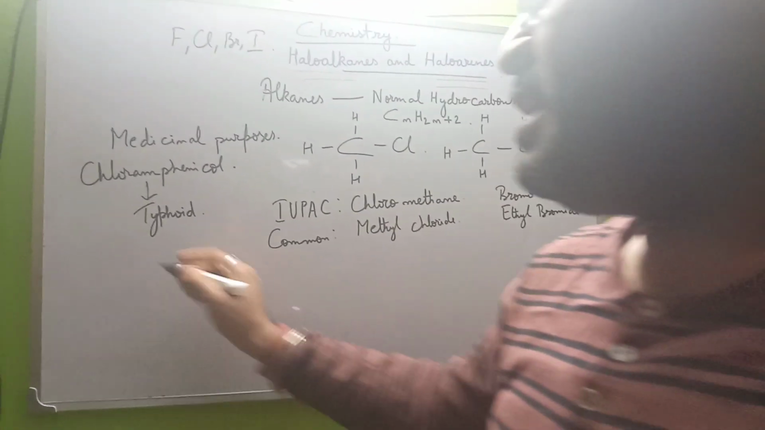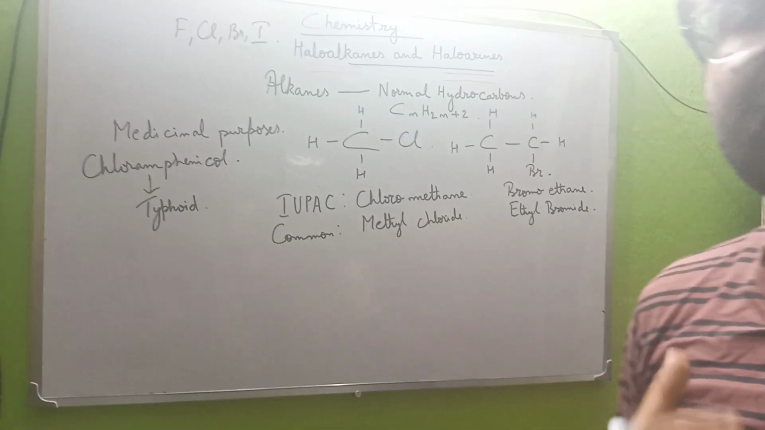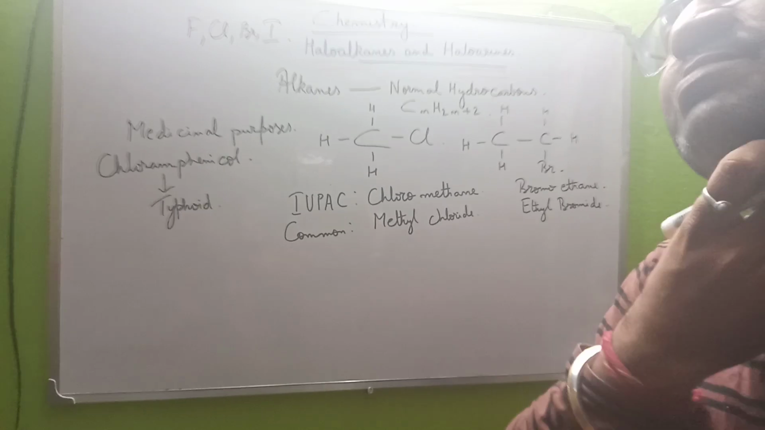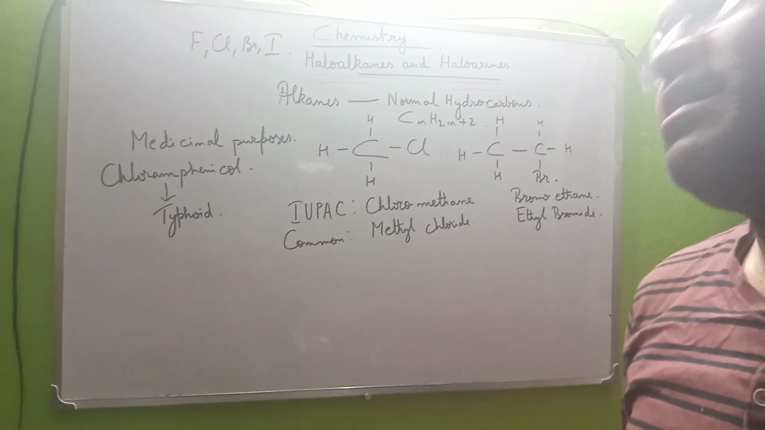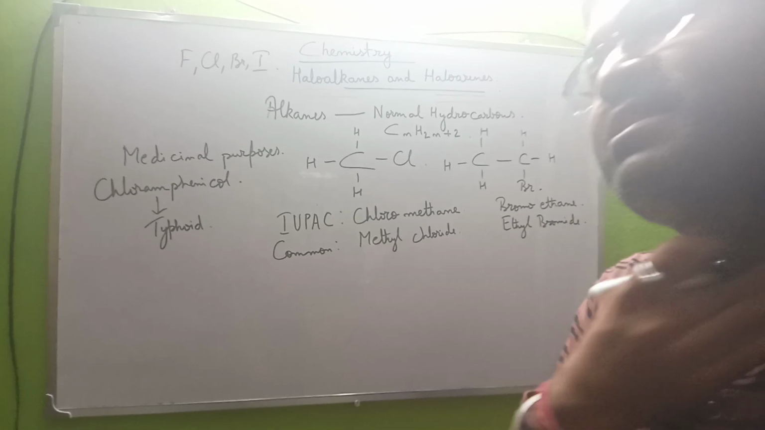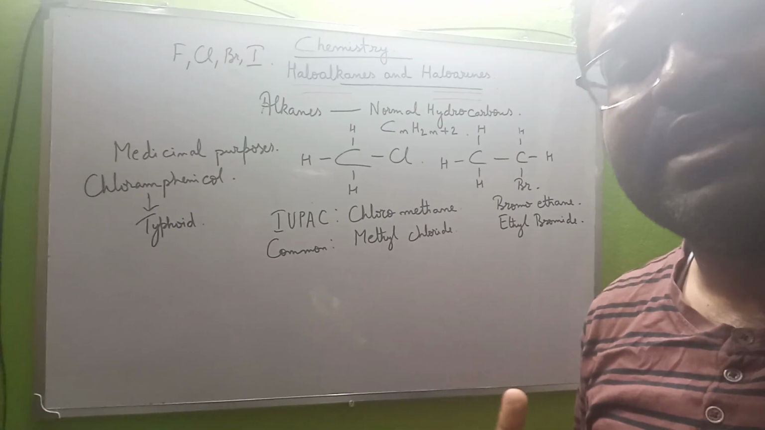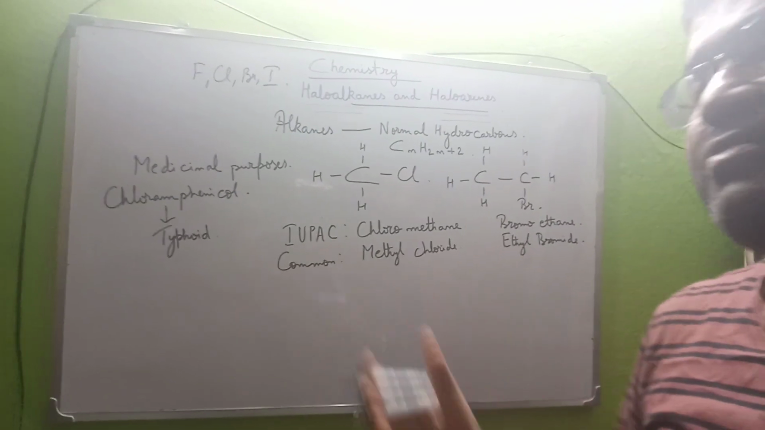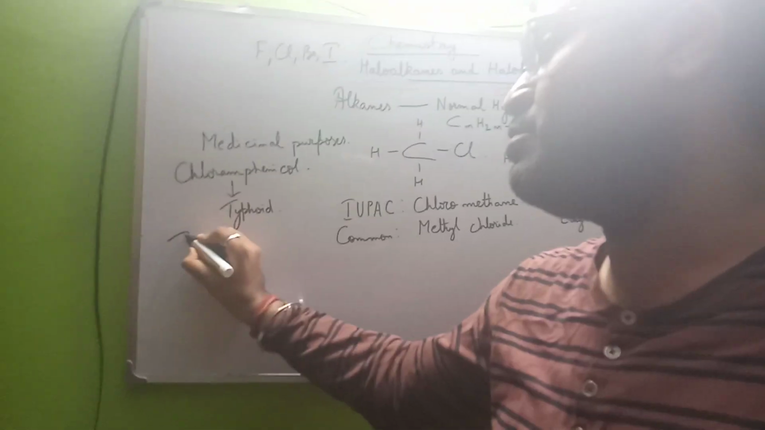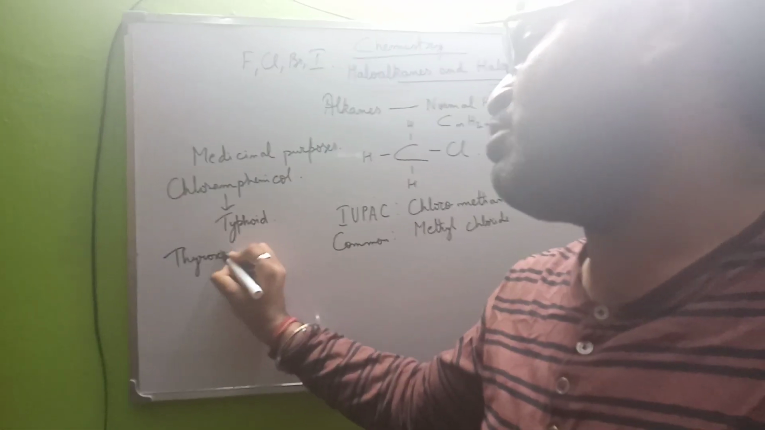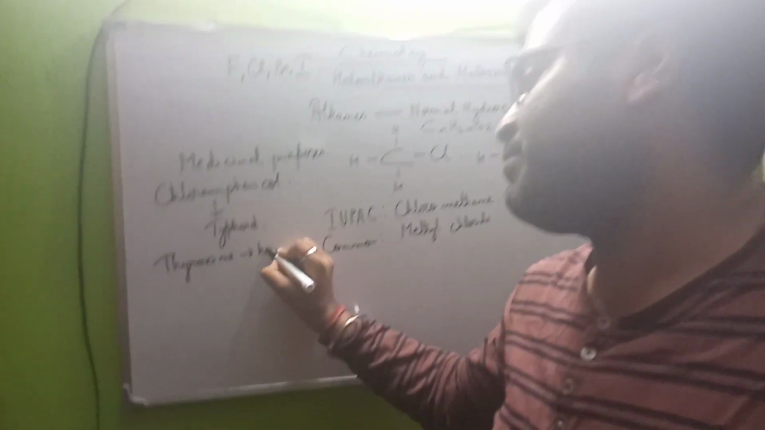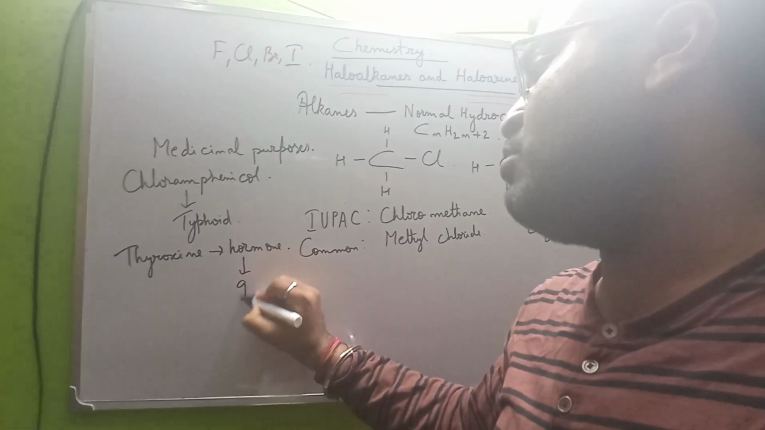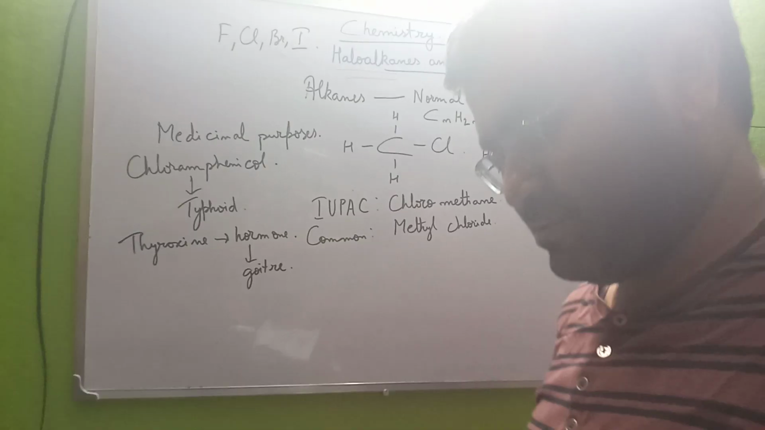Apart from this, thyroxine is a hormone which is produced in the thyroid gland, which is present in our neck over here. When we have a deficiency of iodine in the diet, the region of the neck starts swelling, and we suffer from a disease known as goiter. So thyroxine is a hormone, and the disease that is caused is goiter.